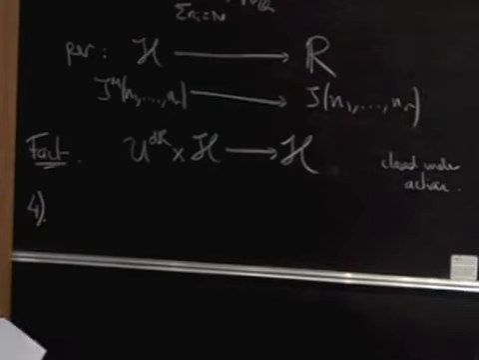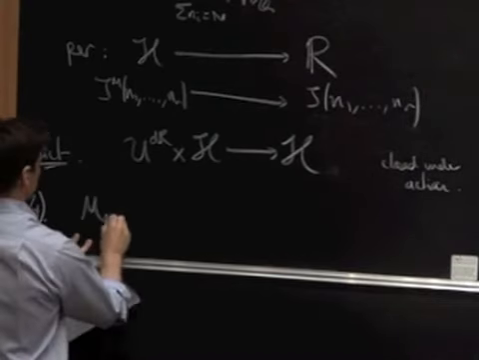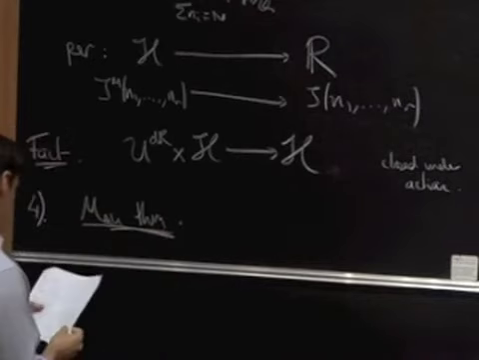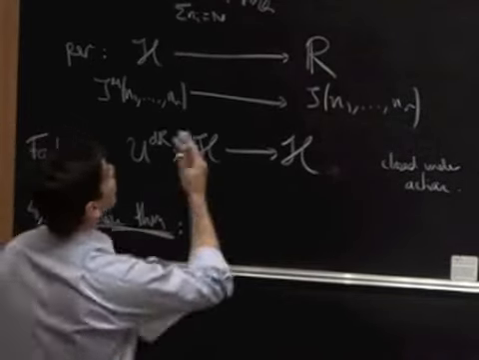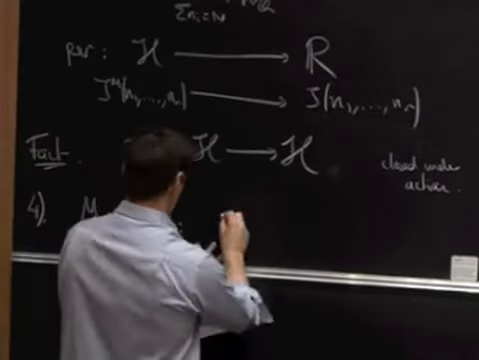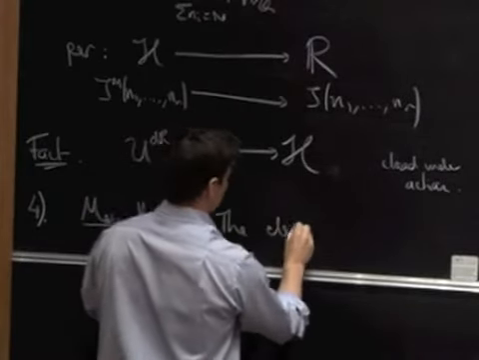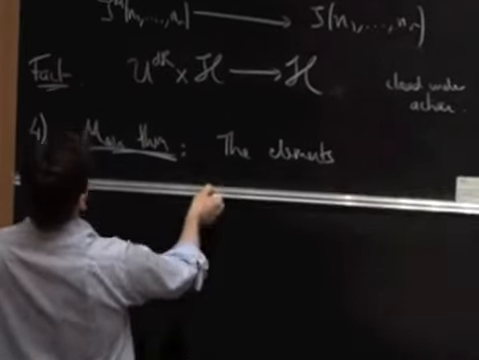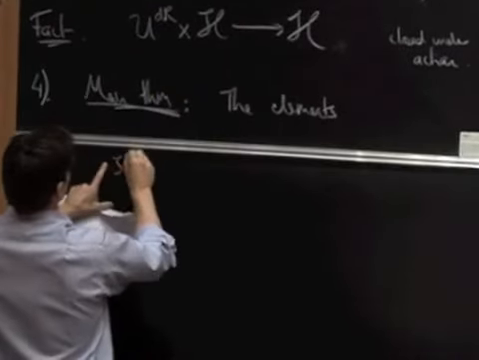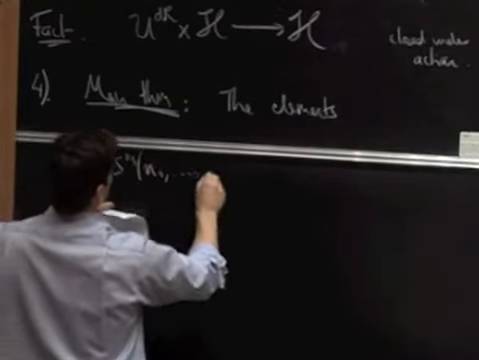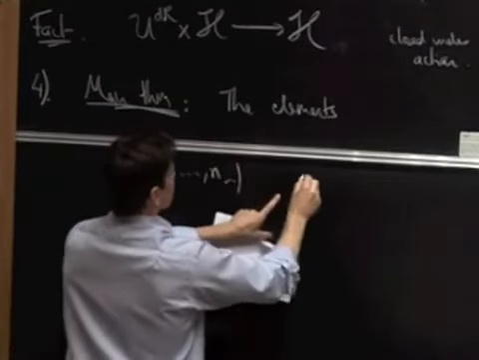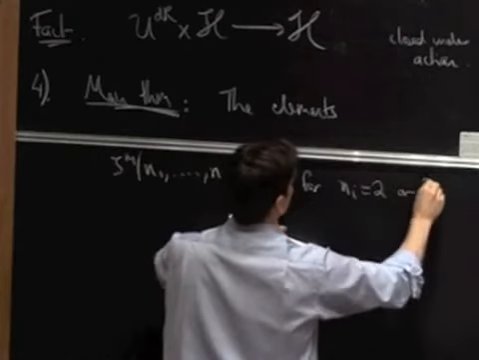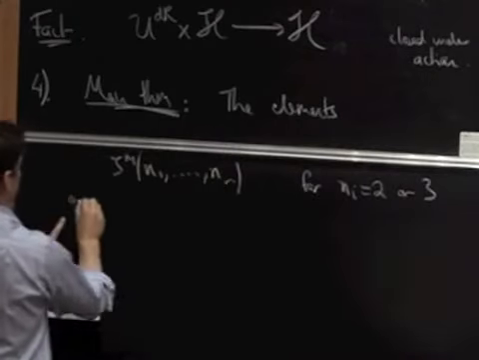So now let me come to the main theorem. I'll just give a brief idea of how the main theorem implies these conjectures. The main theorem states that the elements zeta(m; n1, ..., nr) for ni equals 2 or 3 are linearly independent.